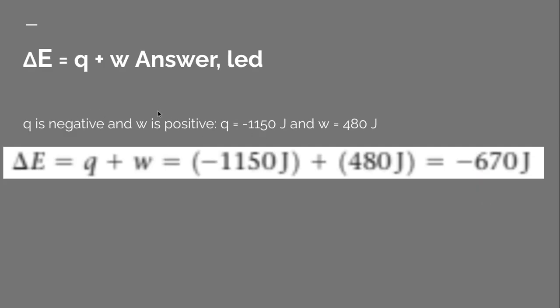Alright, so now we've got the negative heat at negative 1,150 and the positive work at 480 joules. You add them both together and you get negative 670 joules.